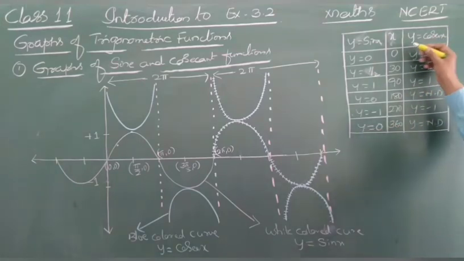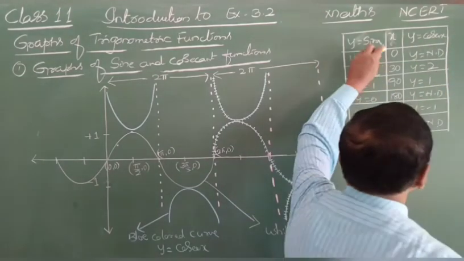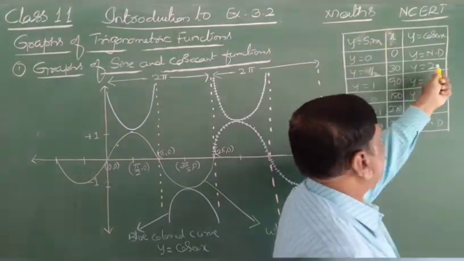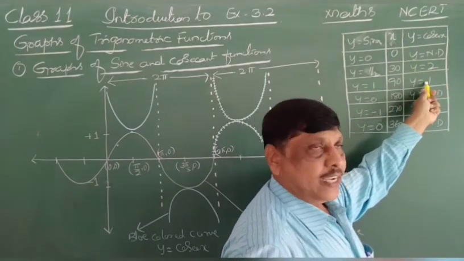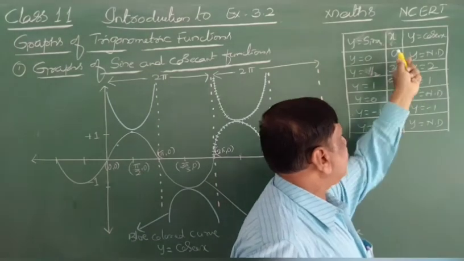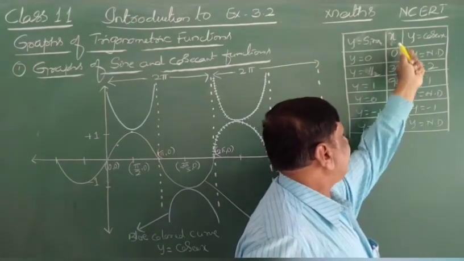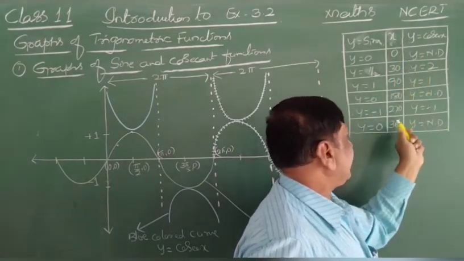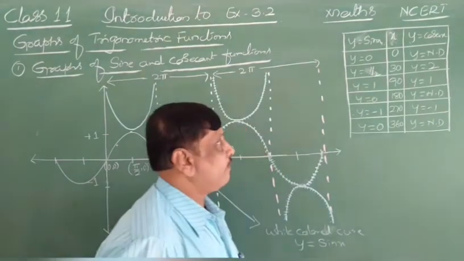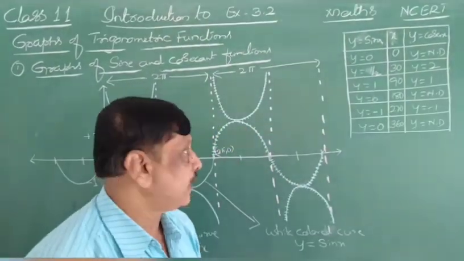Similarly, for cosecant we observe that when x equals 0, y is not defined. When x is equal to 30 degrees, y equals 2. When x equals 90 degrees, cosecant x is 1. When x is equal to 180 degrees, y is not defined. When x is equal to 270 degrees, y is minus 1. When x is equal to 360 degrees, y is not defined. With this information, now we plot the graph.